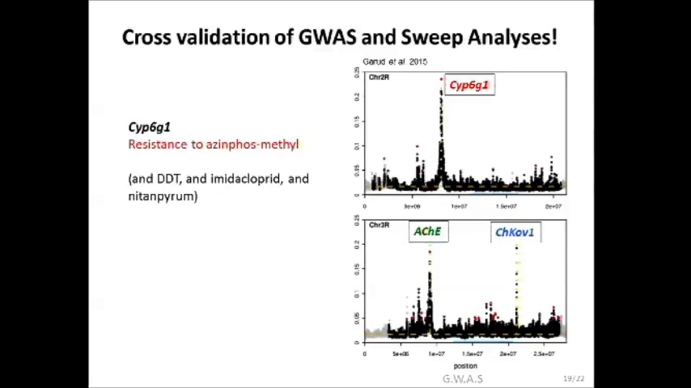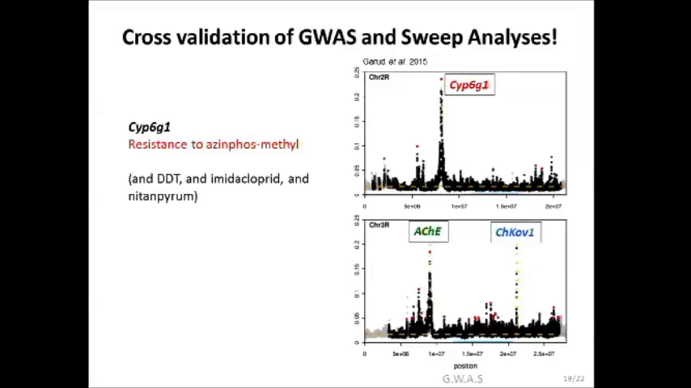So here I've got two different approaches. One is involving a phenotype, the genome-wide association study, that's pointing to this gene. But also we've got this selective sweep analysis that's pointing to this gene as well. That needn't have been the case.